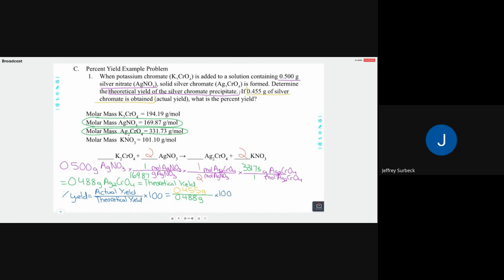And so when we do this, all we have to do is this. We take 0.455 divided by 0.488. I get 0.93, number keeps going. I multiply by 100. Yep, 93.2, I'll call it there, percent yield. Now, in this class, just due to our equipment and things of that nature, our reactions that we do, a 90% yield and above is pretty good work in the lab, okay?